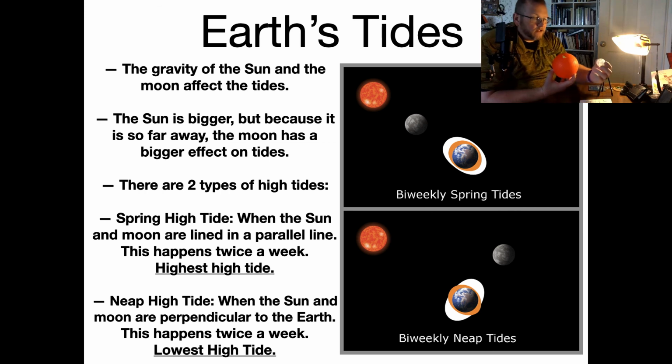Remember that there are 2 high tides and 2 low tides every day. And the moon's gravity has the greatest effect because it's closer.